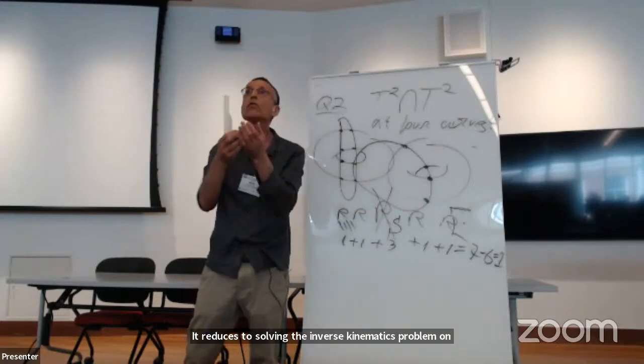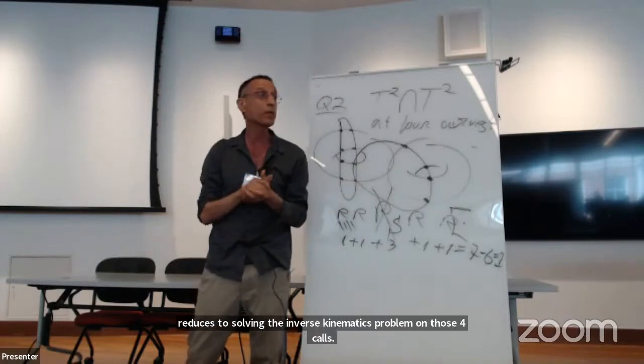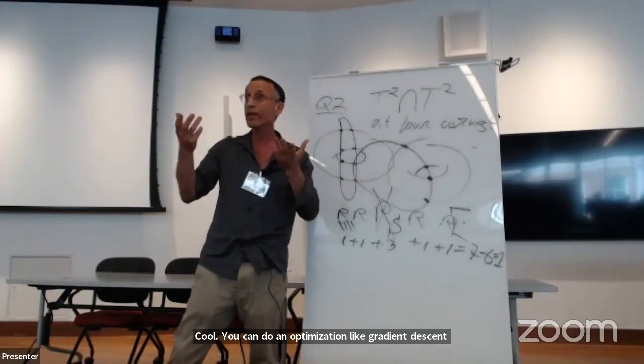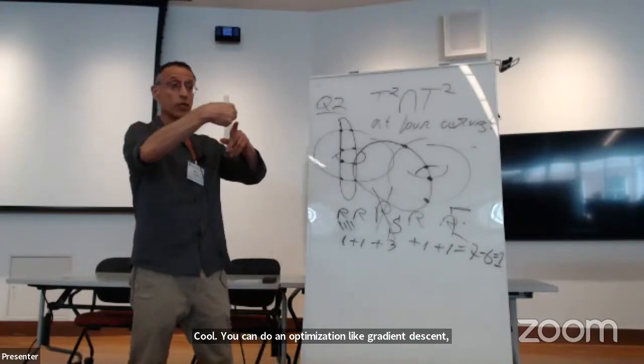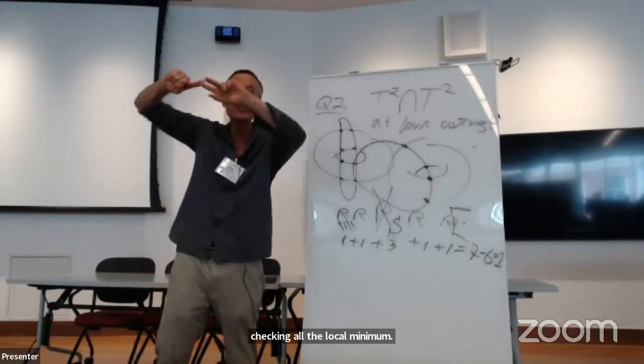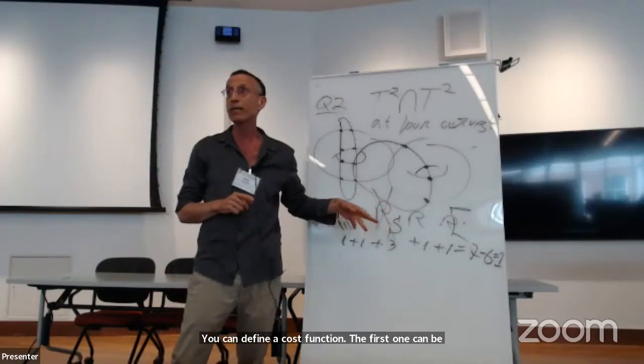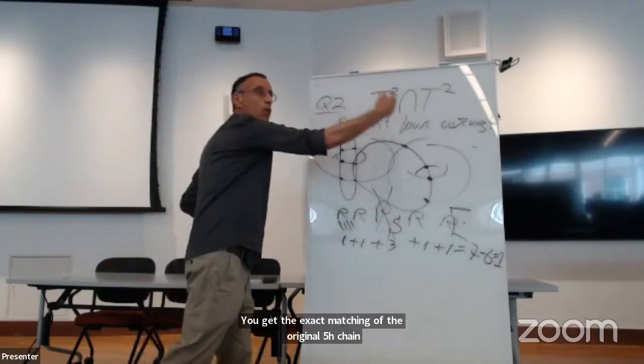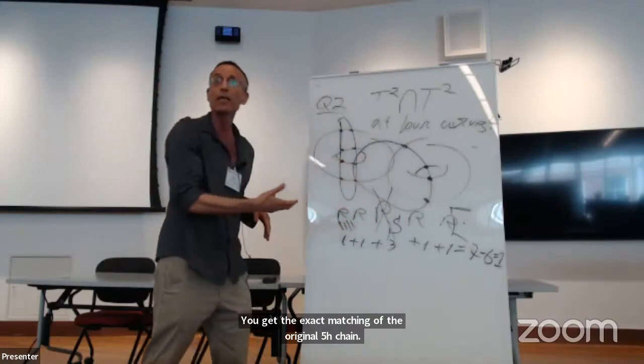On a curve, you can do an optimization like gradient descent, checking all the local minima. You can define a cost function. When the cost function is 0, you get exact matching of the original 5R chain. So let me just go back down to the ground level. So there's all this machinery hiding inside.